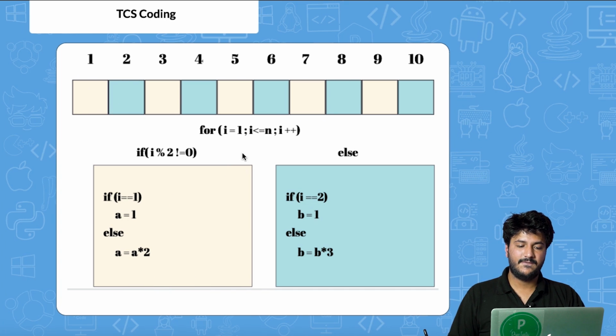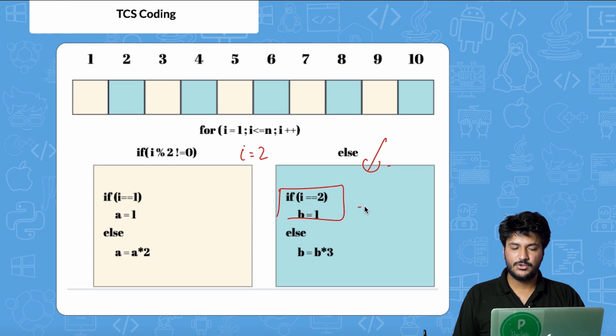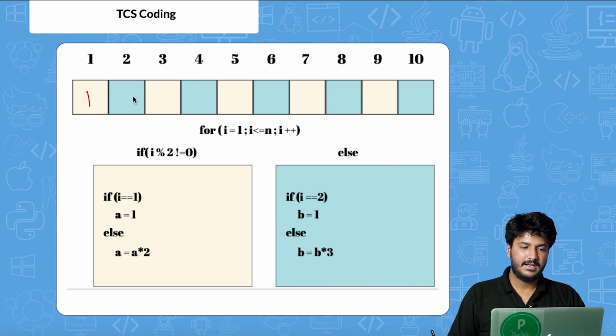Now when i is equal to 2, it comes to this branch. Here it says if i is equal to 2, do b equals 1. The else branch is not executed because this condition is satisfied. So b is 1, and we get both values, 1 and 1.